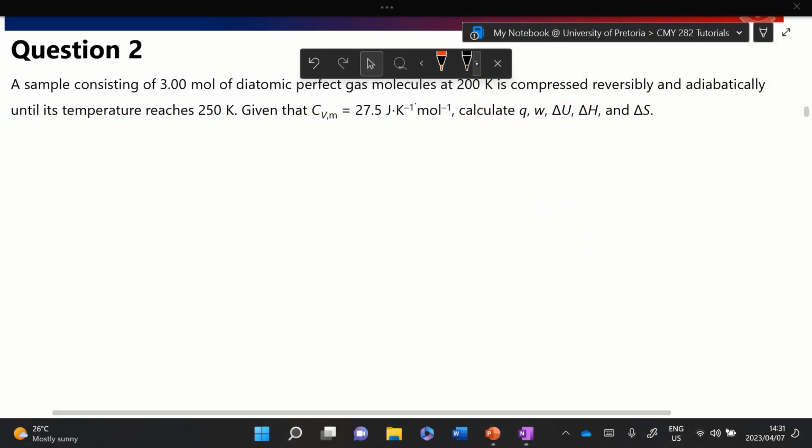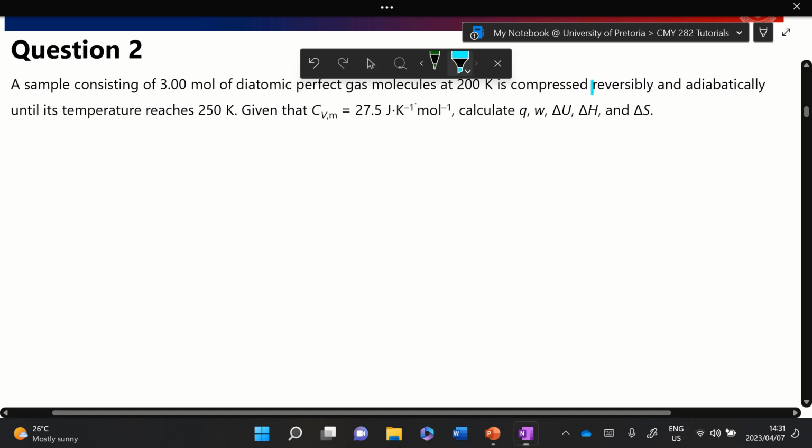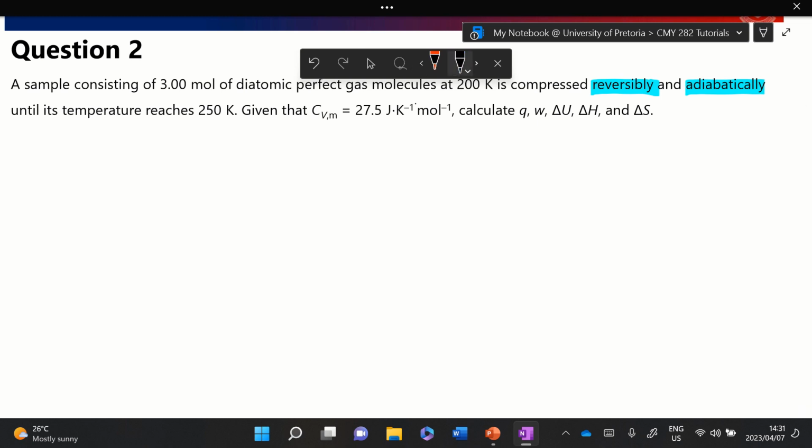Okay, so let's look at question 2 of the tutorial. We're asked to look at a reversible adiabatic compression of an ideal gas, and then we're asked to calculate some of the parameters. Initially we can immediately write that our heat is 0, and we're also given that it's reversible. So in other words, the reversible heat is 0.